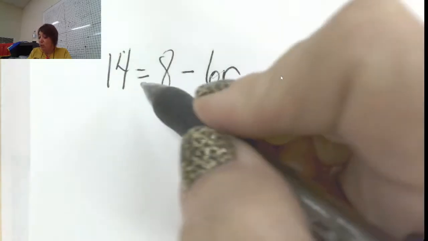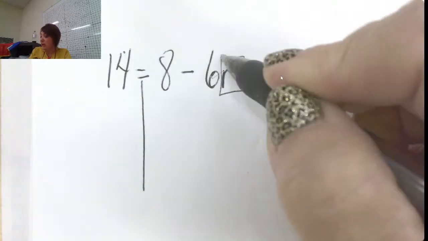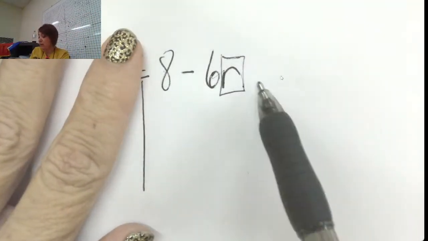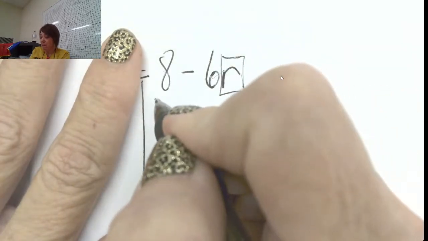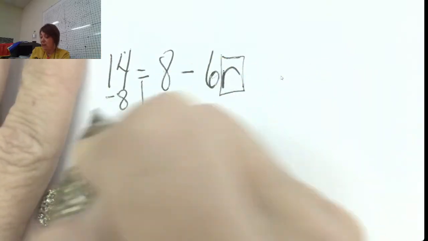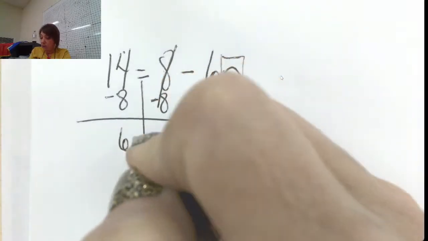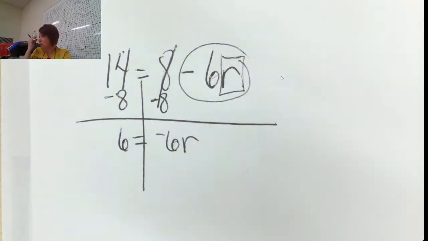Okay? So, whenever we're solving an equation, let's make sure we know where the equal sign is. That's where we're moving things out. Here's our r. That's what we're trying to get by itself. So, always, when you're solving an equation, we're going to go away from r and work closer to it. So, what is away from r on this side? That 8. How are we going to get rid of that 8? Subtract. If we do it to one side, we do it to the other. So, what is 14 minus 8? So now we have 6 equals, don't forget that sign, 6 equals negative 6r.